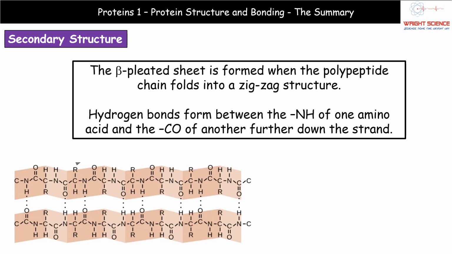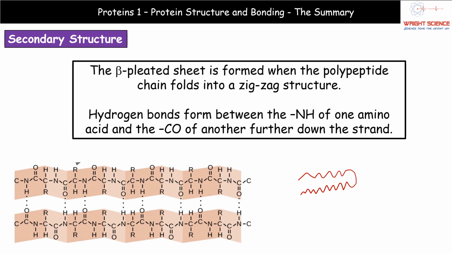The other option is a beta pleated sheet. Now, the beta pleated sheet is basically formed when our polypeptide chain folds itself into like a zigzag structure. And you can see a little diagram at the bottom there. So what we end up with is this little kind of zigzaggy bit here, and then it folds back and we get another little zigzaggy bit here, and so on.